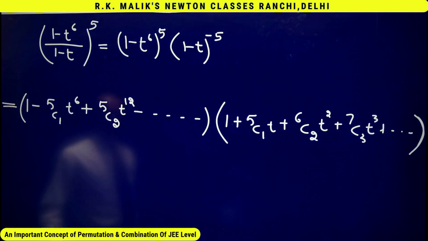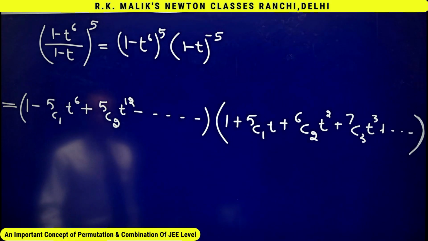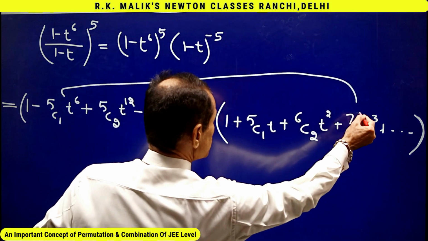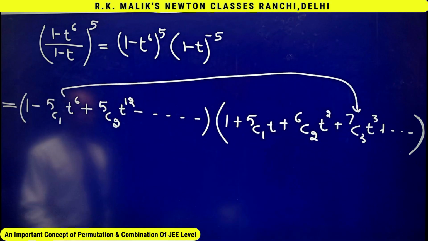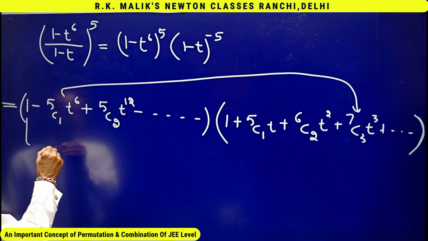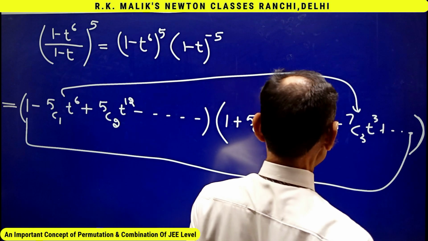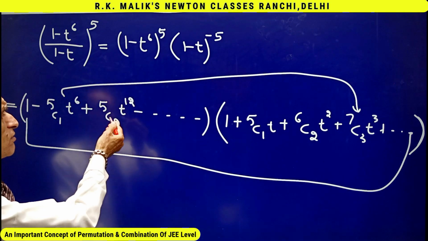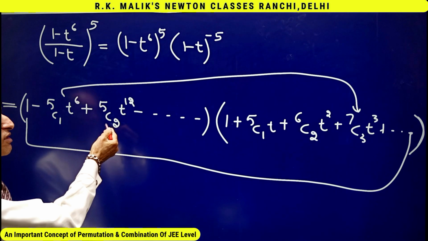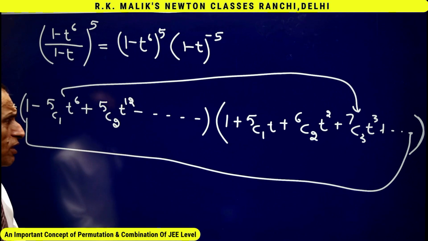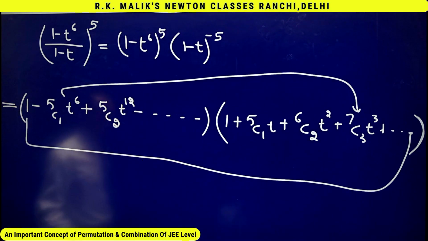Because I told you that I am going to find the coefficient of t to the power 9, and t to the power 9 will come by the multiplication of this term and this term, or when this term is multiplied by the term here which contains t to the power 9. This term is useless because this term multiplied by any term of this bracket will never give t to the power 9, and all these terms are also useless.